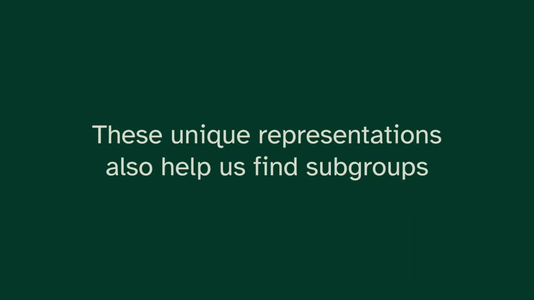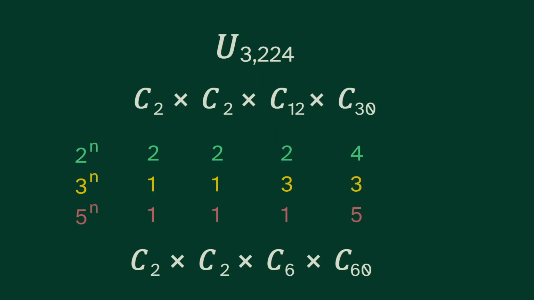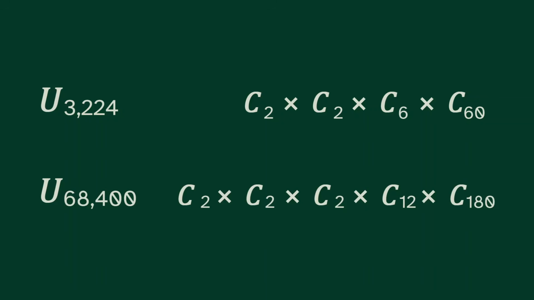And these unique representations also help us find subgroups. Let's take a look at an example. Earlier, we found this cycle representation. To find the standard representation, we will split into prime powers, reorder, and then take the products. So now at the bottom, we have the standard representation. Now, let's compare this standard representation to 68,400.